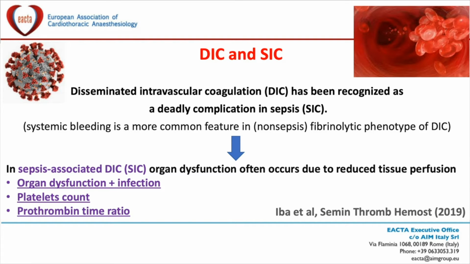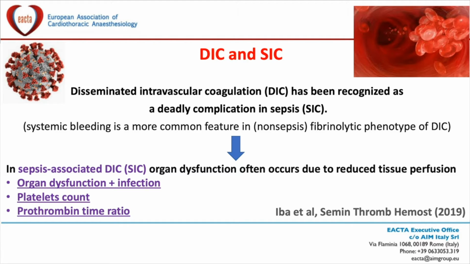Instead, systemic bleeding is a more common feature in the non-septic fibrinolytic phenotype of DIC. Sepsis induces cellular damage and cell death, releasing various cellular components that further propagate inflammation. As we mentioned in the previous slide, host-released pro-inflammatory substances are known as damage-associated molecular patterns, DAMPs, and they play key roles in the innate immune system and tissue repair. DAMPs also contribute to the pathogenesis of inflammation and thrombogenesis. NETs can also trigger DIC.